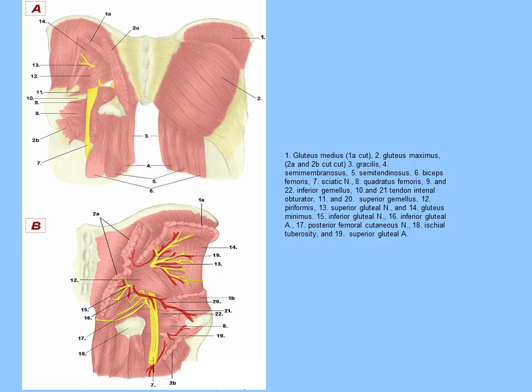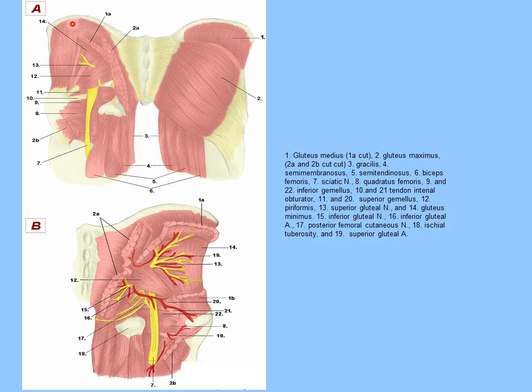Here we see the muscles of the posterior hip. The most superficial of muscles is the gluteus maximus. Superior, lateral, and deep to the gluteus maximus, we have the gluteus medius. So if you palpate your posterior iliac crest and go posterior to that, you will be on the gluteus medius.